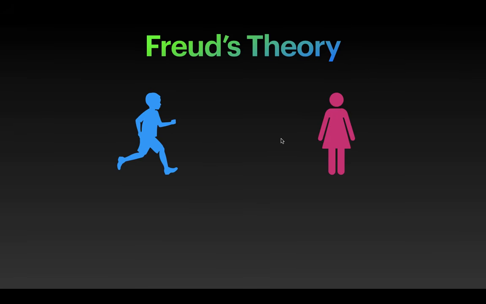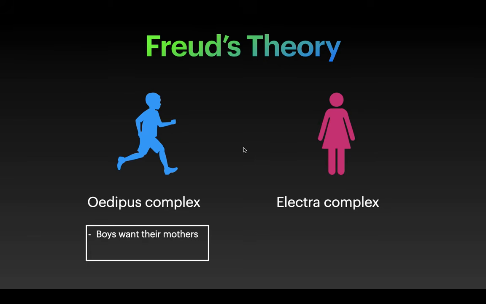Okay, Freud also had psychosexual theories, and what he believed was that there were two types of complexes, right? The Oedipus complex and the Electra complex. Now, this is a little bit weird. I don't fully agree with it, but it's Freud. So in the Oedipus complex, boys want their mothers, not just in a loving way, but in a sexual way. Boys want to be sexually active with their mothers, in a sense, right? It sounds weird, I know, but bear with me, okay?